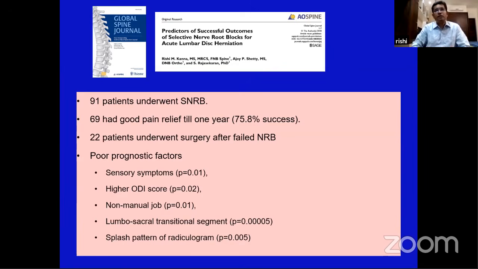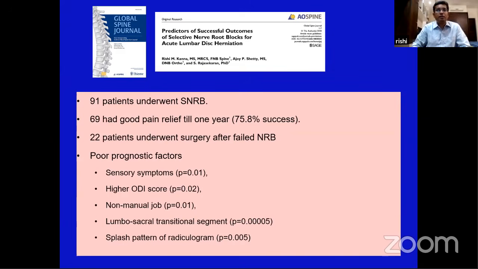And when we analyzed the factors why these patients ended up in surgery and why the root block didn't work, number one was excessive sensory symptoms. If the patient is having too much paresthesia at the first instance before giving the nerve root block, then they were unlikely to become better with the nerve root block and they underwent a surgery. Number two, patients who had a very high ODI score at the start of the disease. Number three, patients who were in a non-manual job.